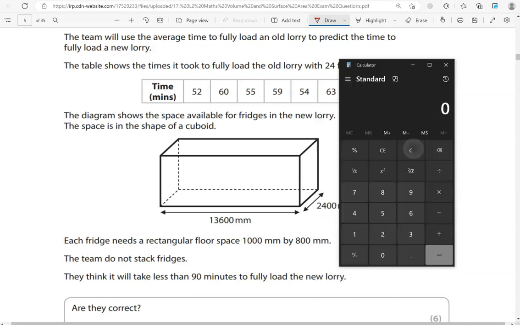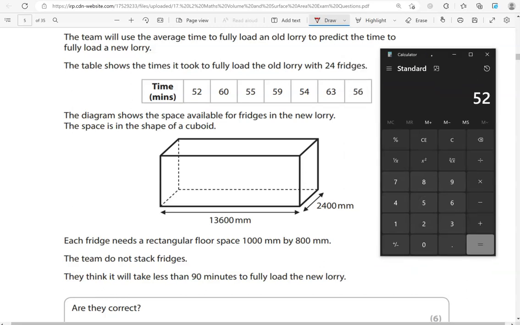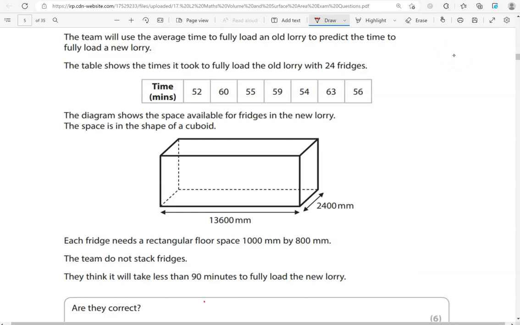Okay, so first of all, let's work out the average time it took to load the old lorry. So 52 plus 60 plus 55 plus 59 plus 54 plus 63 plus 56 equals 399, divided now by 7, which is 57 minutes. That's the mean that we used.